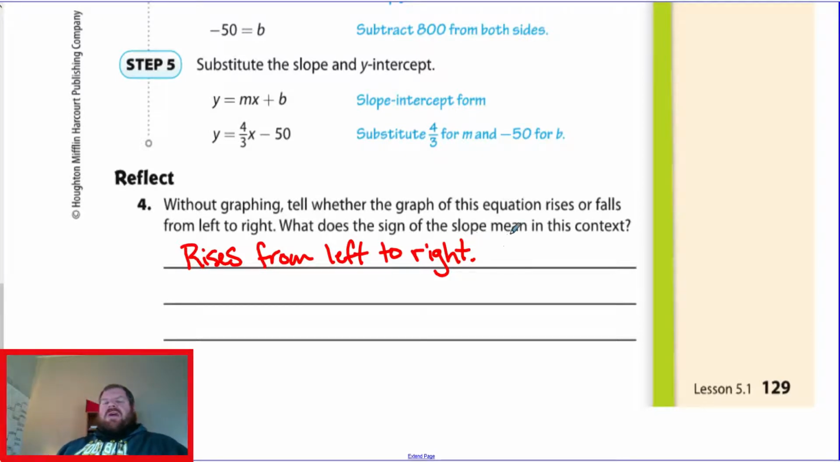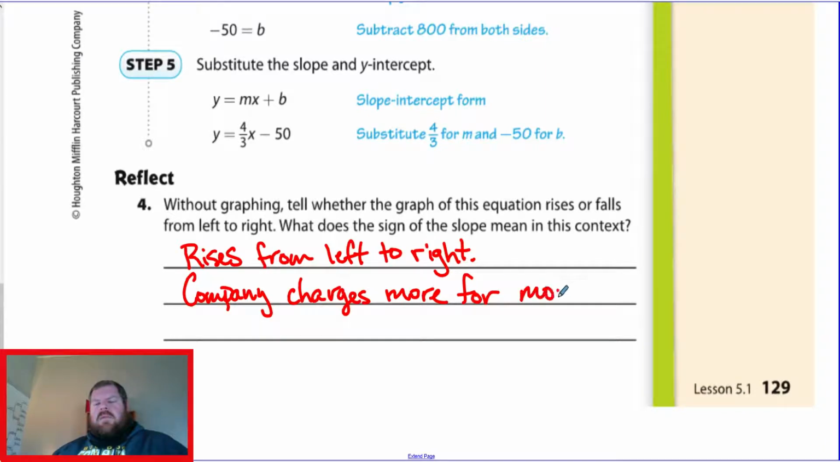And since the slope is basically the cost per square foot, that means that the positive slope means the rental company charges more for more square feet. We use square feet written that way. Okay, for more square feet. So the bigger the space, the more it's going to cost you. That's kind of what we're getting at there. Okay.